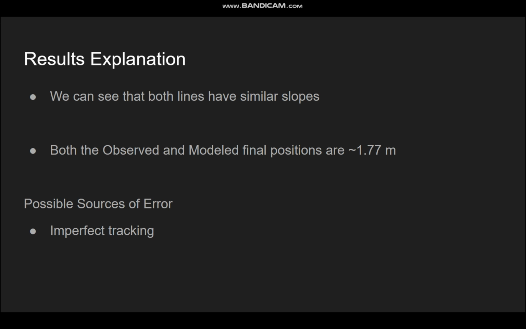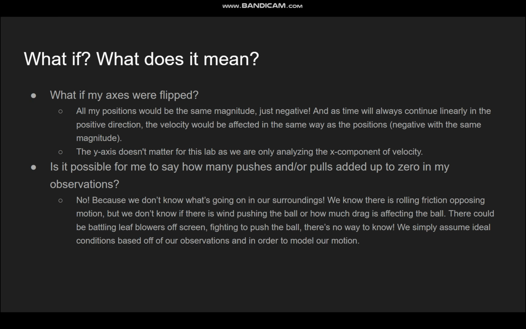Finally, possible sources of error that may affect these conclusions. One such is imperfect tracking. The center of mass of the ball was hand-tracked frame by frame, resulting in position discrepancies due to human error. What if? What does it mean? These are important questions for understanding this lab.